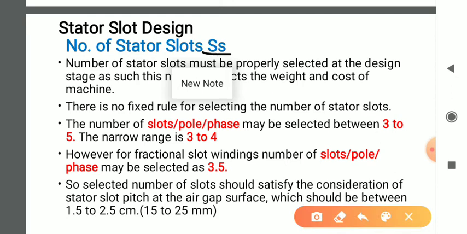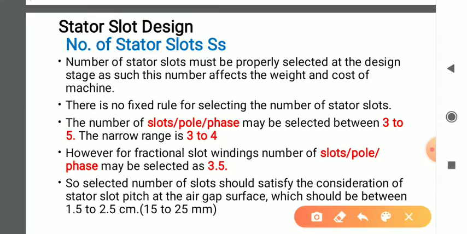And remember, there is no fixed rule for selecting the number of stator slots. In general practice, for a common design, usually 3 to 5 slots are selected for slots per pole per phase. So what does it mean? 3 slots per pole per phase. Suppose we select 3 slots per pole per phase, it means for one pole, one phase we require 3 slots.